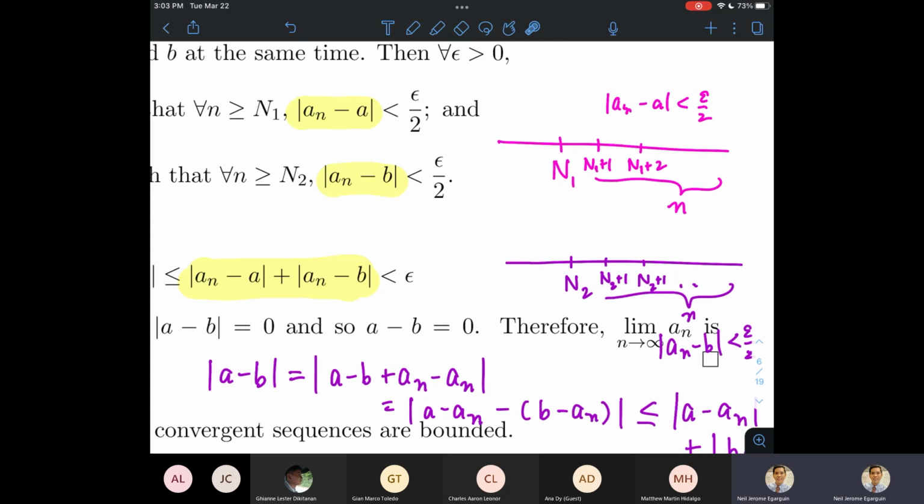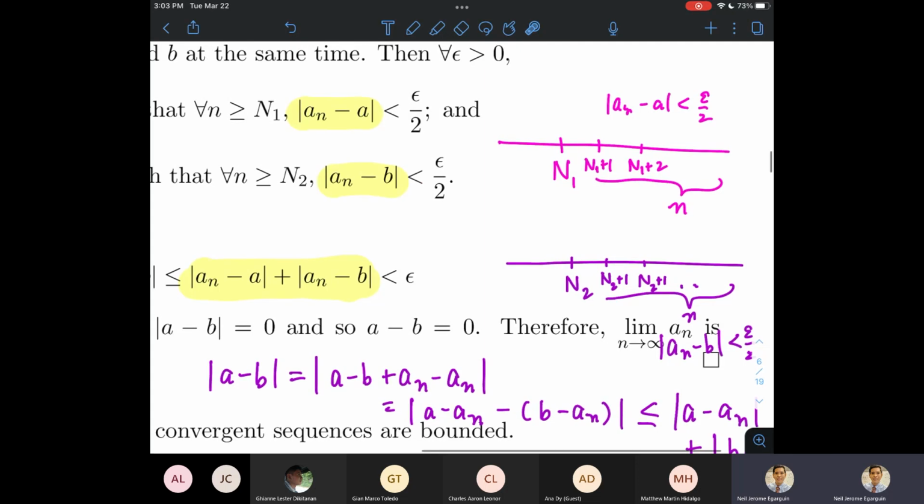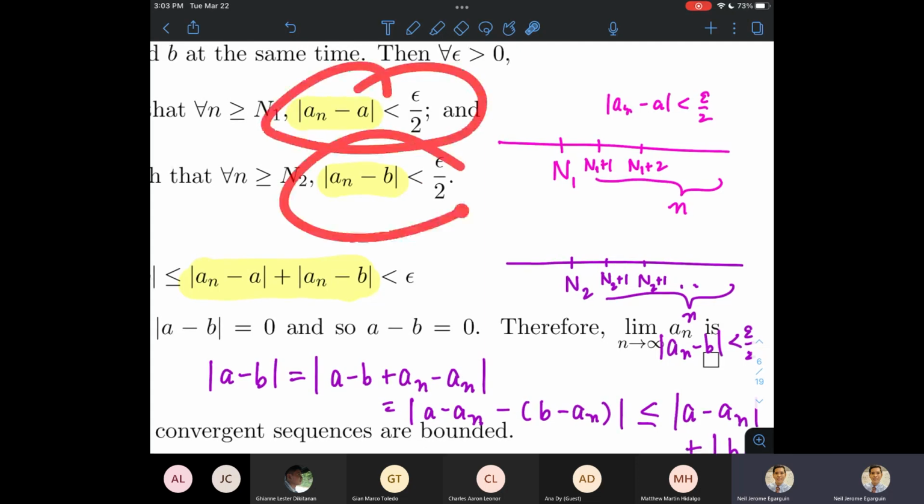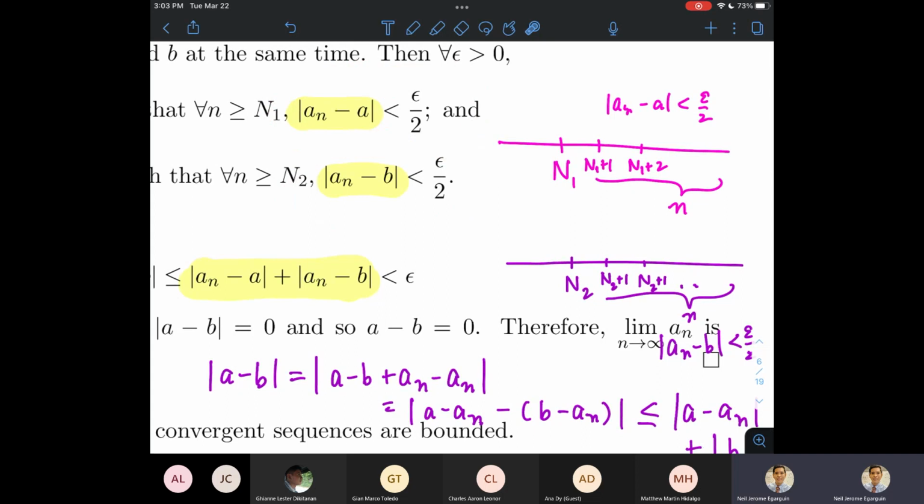Pero merong isang maliit na detalye na kailangan ko makita. All right? Note that these two inequalities will not work for all natural numbers n. These two guys will only work for sufficiently large little n's. In particular, the first inequality will only work for little n's that are greater than N1, and this one will work for all little n's that are greater than or equal to N2.